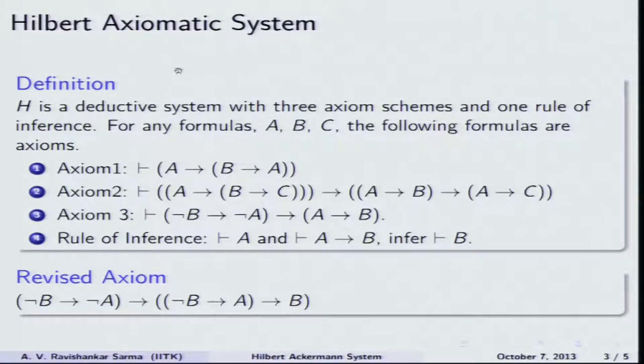Now this third axiom was stated like this in the beginning: not B implies not A is A implies B. But in some textbooks like Mendelssohn's Introduction to Mathematical Logic, you will find this particular kind of thing: not B implies not A implies not B implies A implies B. You can show that if you take only the first three axioms, that will constitute a formal axiomatic system, and then if you take the first two axioms and the fourth one which is there at the top of the slide, then you can formulate a different kind of axiomatic system, let us say H prime.